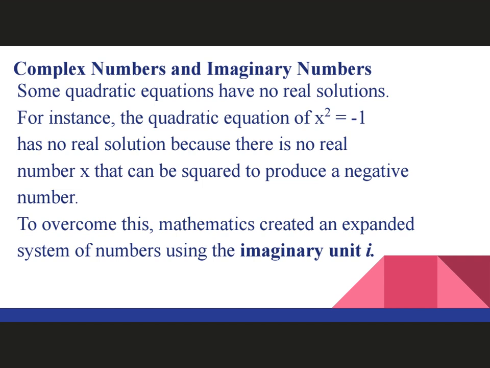So some quadratic equations, and a quadratic is an x squared equation, so anything where the highest exponent on an x is a 2 is called a quadratic. We'll go over that a good bit in the next lesson, 3.2. Some quadratic equations have no real solution. Remember we've talked about real numbers before. They're rational, irrational, natural, integer, and whole numbers. Those are your real numbers.